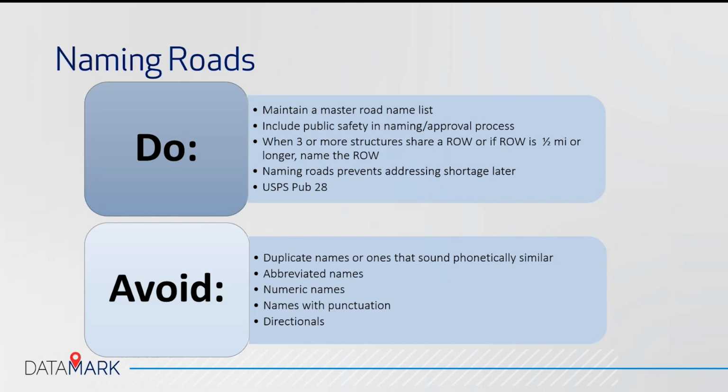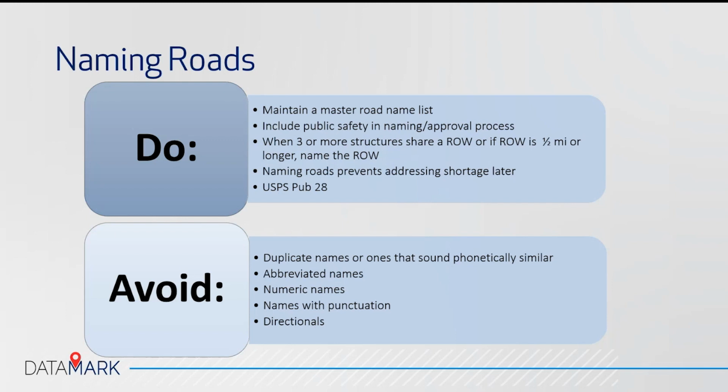Naming roads now prevents an addressing shortage later. Often when you have long driveways that access a lot of structures, you can run out of addressing along that main road. So the best thing to do is to go ahead and name that road so you have fresh addressing available. You should follow USPS Publication 28 for different suffix standards and prefix standards.